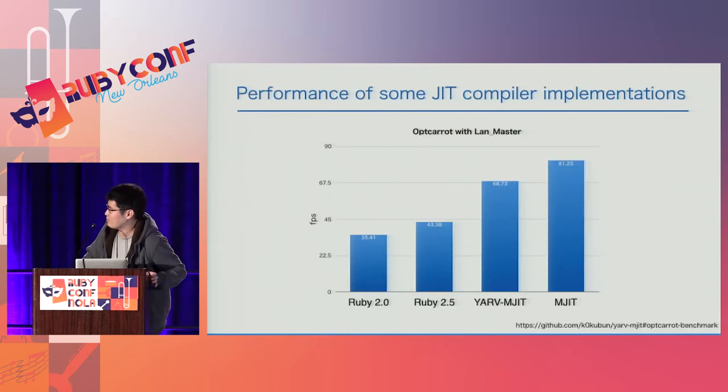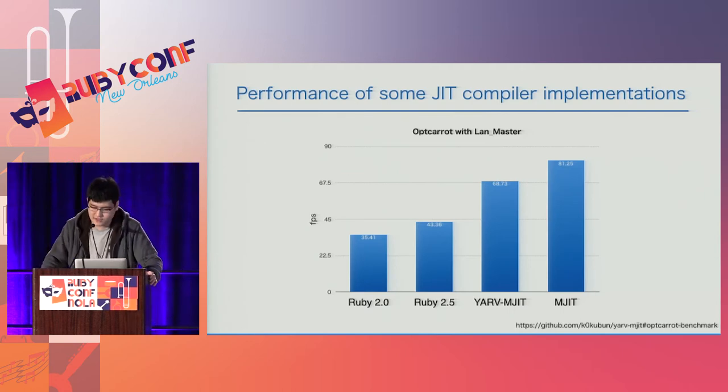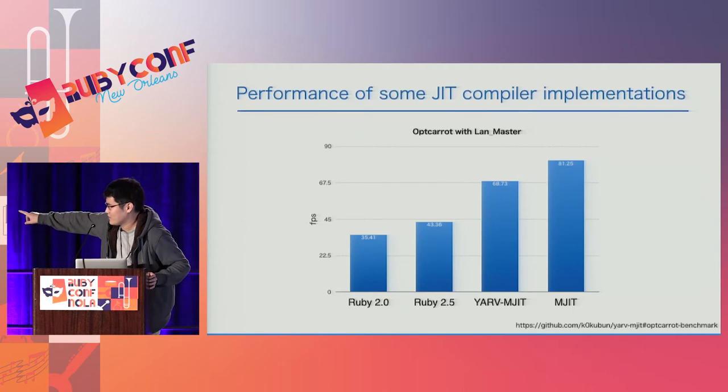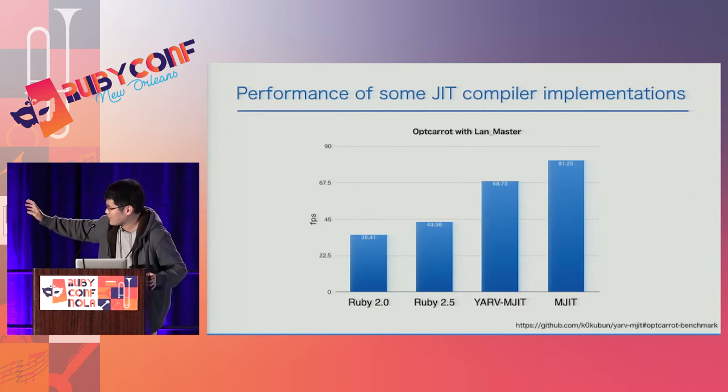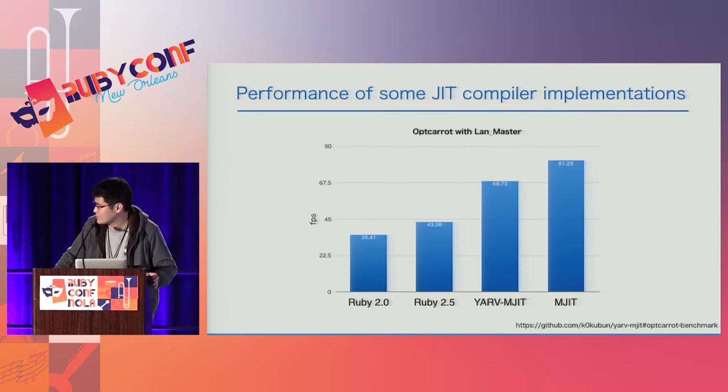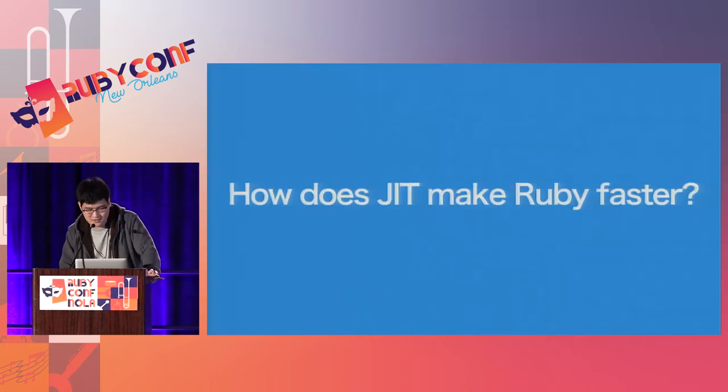There are some promising candidates of JIT compilers. The right side one, MJIT, is Vladimir's JIT compiler, and the one on the left side, YARV MJIT, is one I created. They are a little faster than Ruby 2.5, the current trunk, mostly, and the two JIT compilers double the performance. So it's worth merging to the trunk, maybe. I want to explain the mechanisms as much as possible.